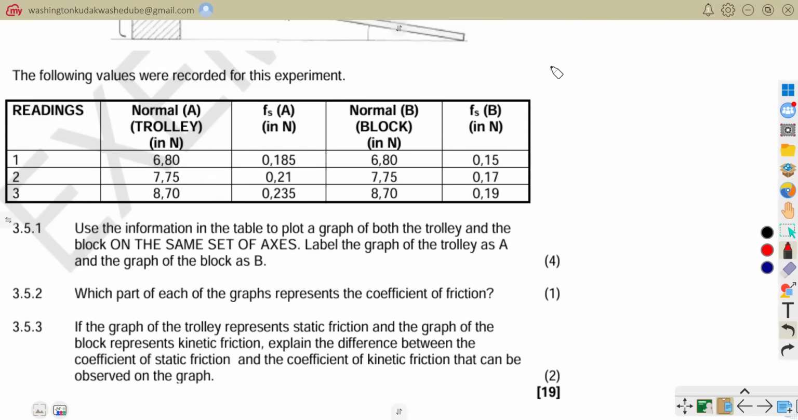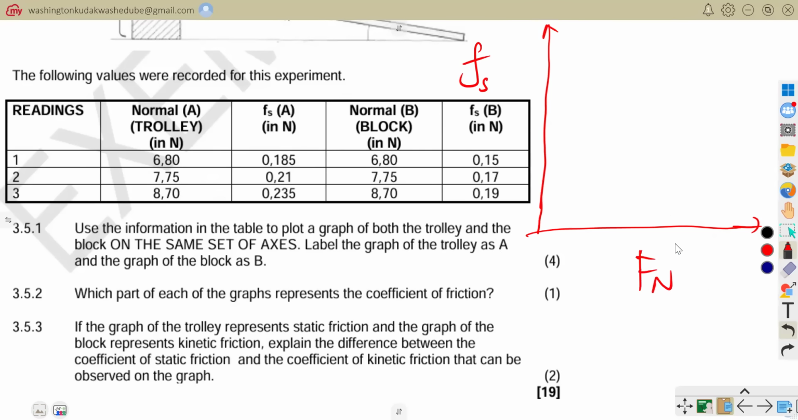So we know that the graph of frictional force, which here they said static frictional force, would be plotted against the normal force. So we are saying that the independent variable there would be the normal force, where your static frictional force would depend on the normal force. Now we are drawing that. So the normal force for A against the static frictional force for A.